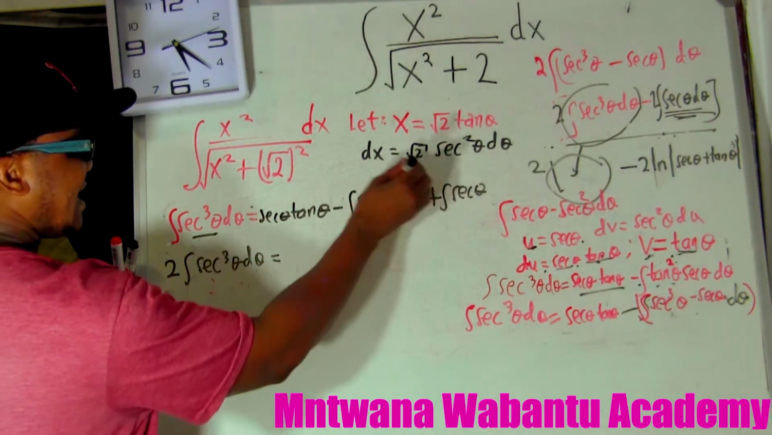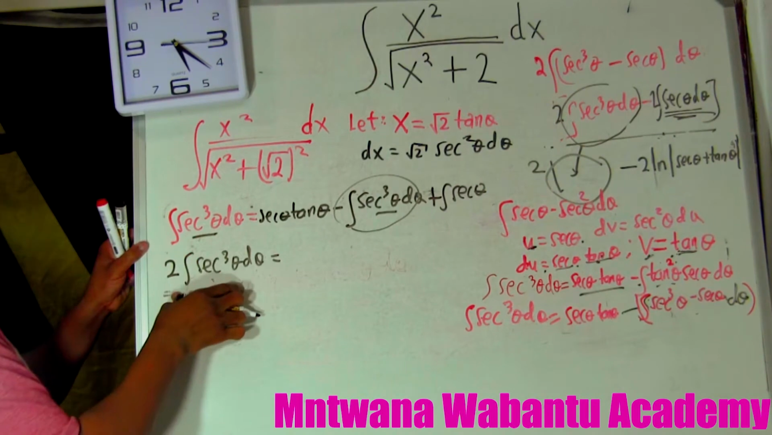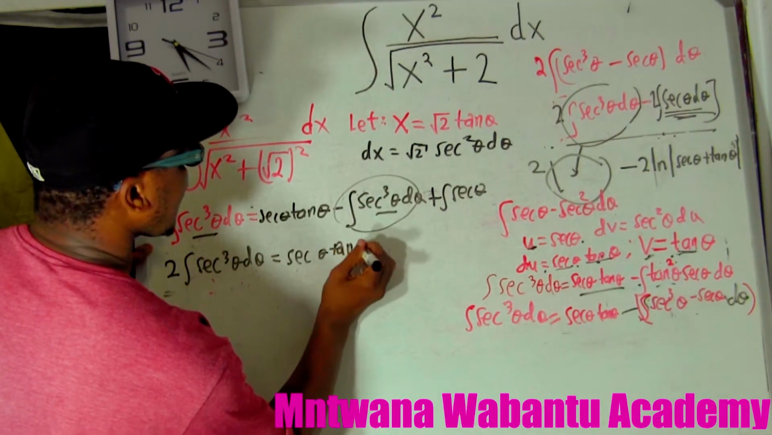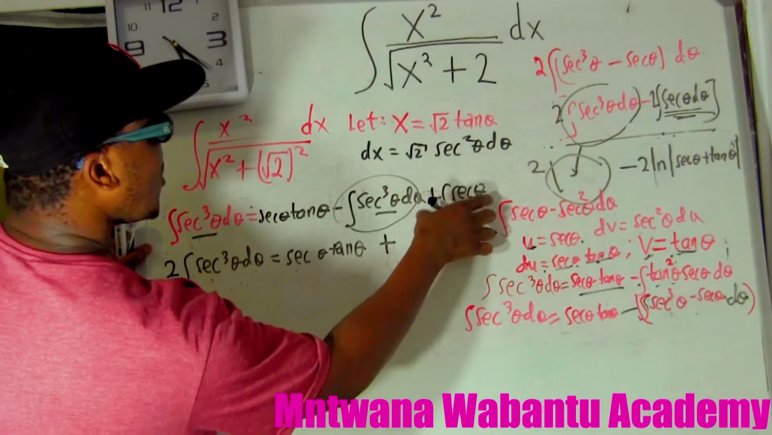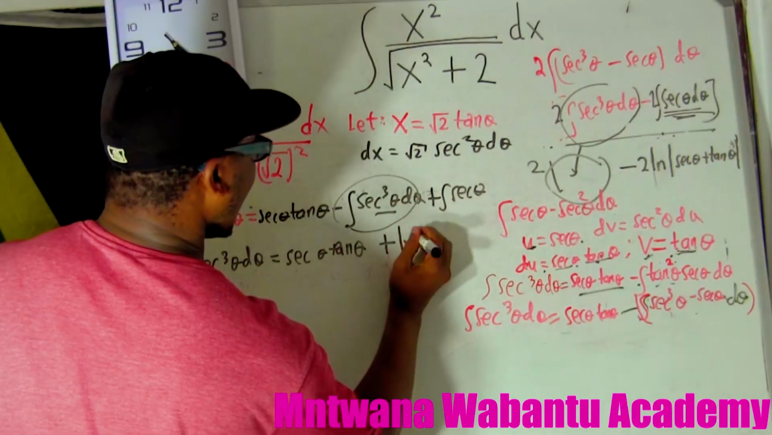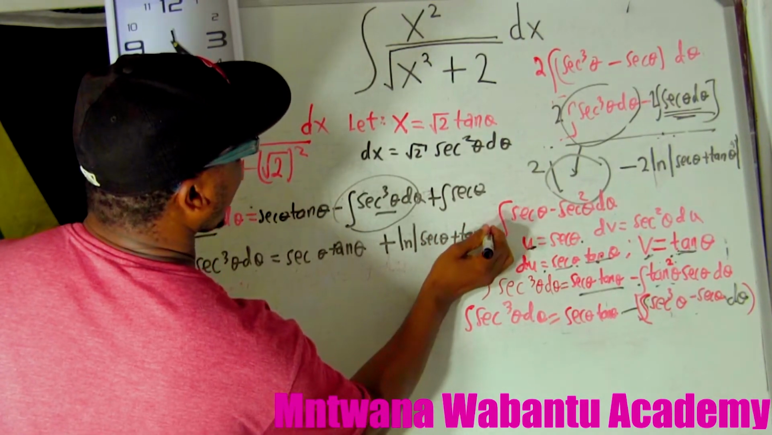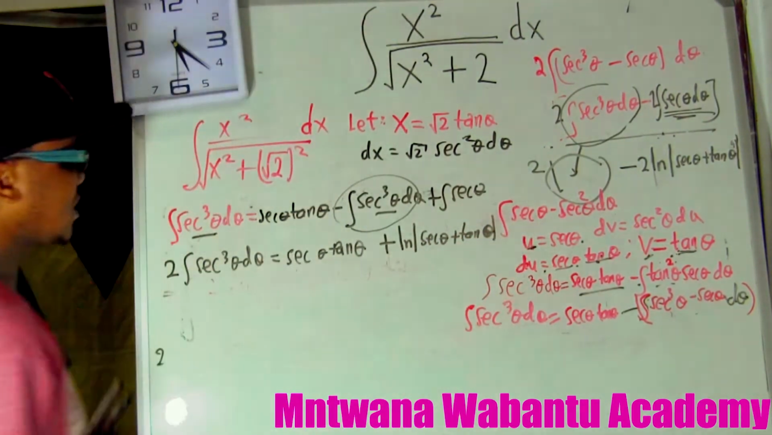equal, because this is negative. When it comes, it's going to become 2 of them. Equal to sec theta tan theta, and when you integrate this, you're going to get ln absolute sec theta plus tan theta absolute.